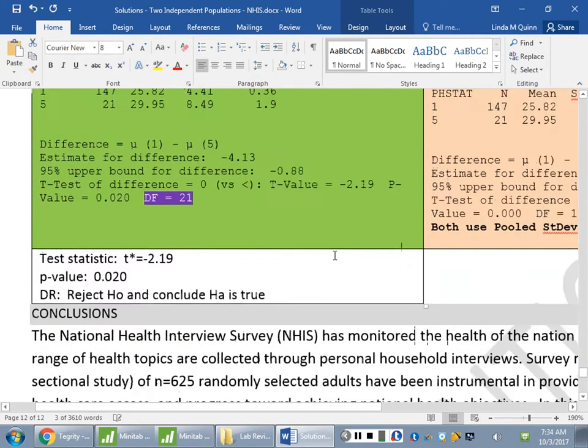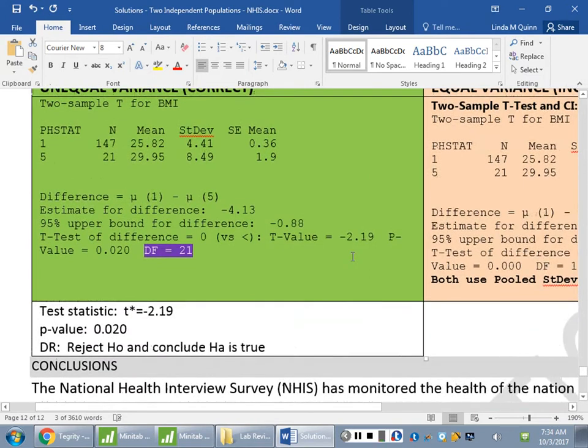In this case, the three things we're looking for are the test statistic. That would be the t-value of negative 2.19, the p-value, 0.020, and then finally, because that p-value is less than our 0.05, we're going to reject H0 and conclude HA is true. Just as a note, suppose you had put the groups in the reverse order. The only thing that you would see changed here is that under these descriptive statistics, which, by the way, are the ones we want to use in the conclusion section, they would be flipped.